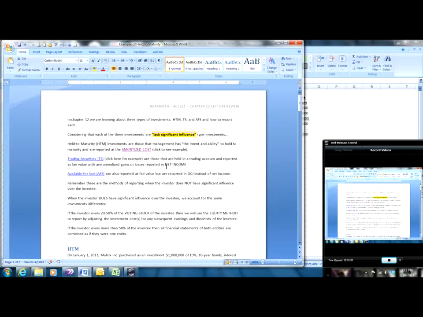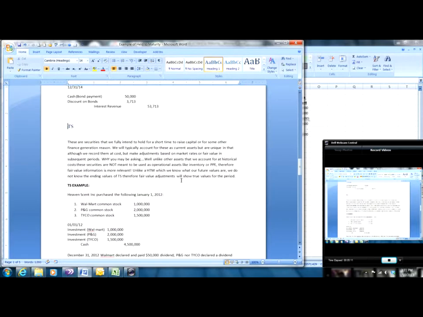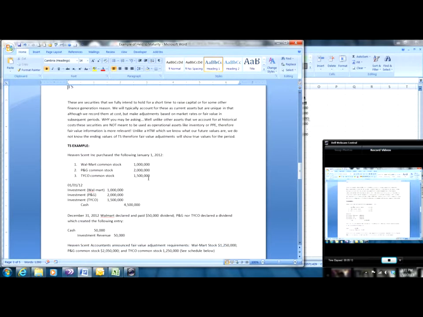And we're going to see an example of that here. So you click control and then it'll take you down to trading securities. I did a little explanation that I thought was a little bit more plain than what was in the book, but in short it's the same thing. Securities that we intend to hold for a very short period of time to raise capital for whatever reason. We don't have to have a static reason for doing it, but these are not volatile stocks.